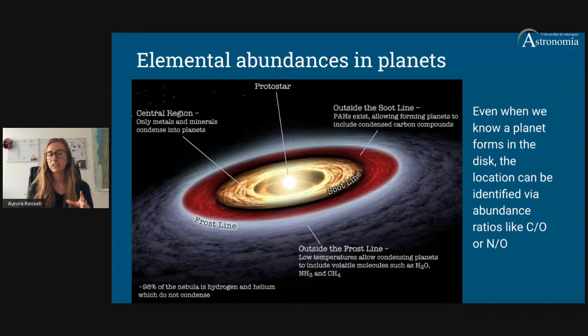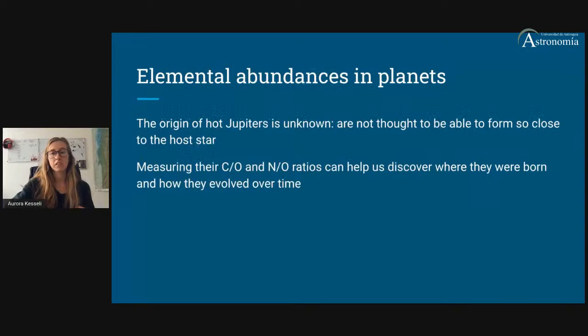fingerprints of different abundances. And so by looking for the carbon to oxygen ratio or the nitrogen to oxygen ratio, we'll be able to tell where different planets formed. And this is really cool because we don't know where these hot Jupiters come from. It's not thought that hot Jupiters form this close to the star. It's thought that they form farther out and then migrate in. And also the carbon to oxygen ratio and the nitrogen to oxygen ratio can help us see where the planet formed and when it evolved.